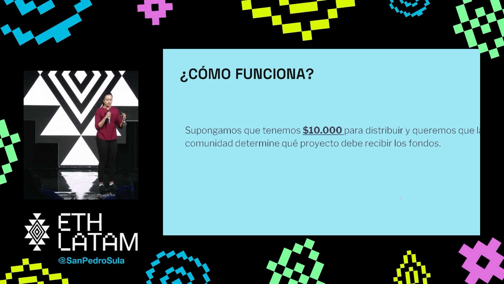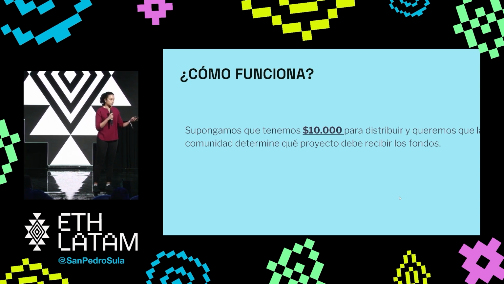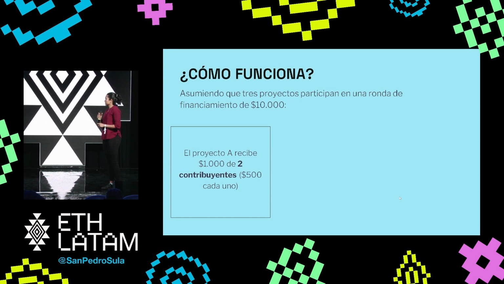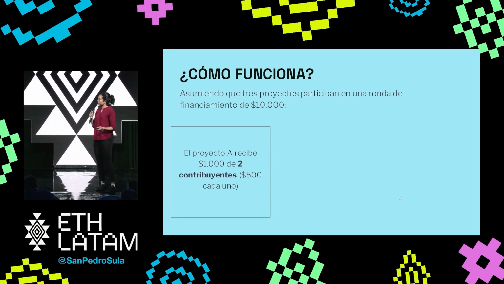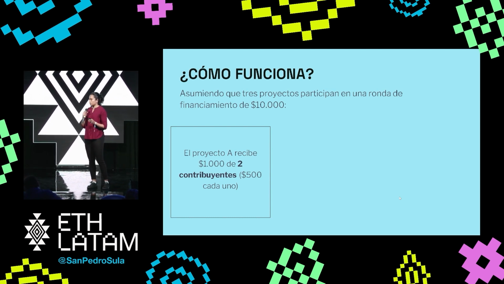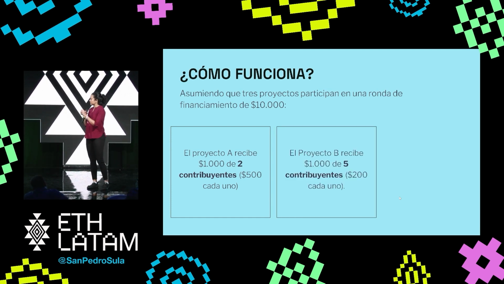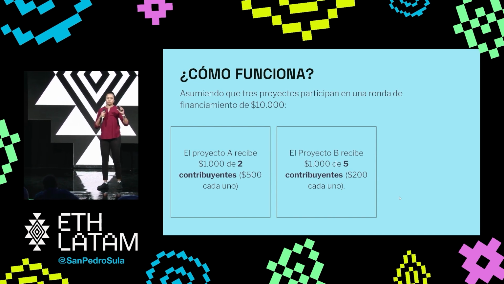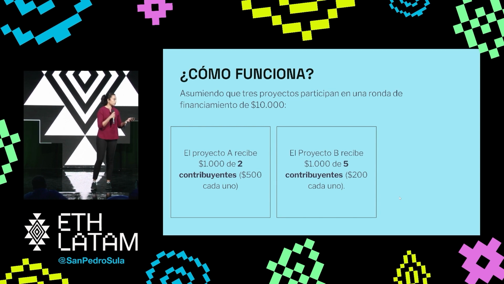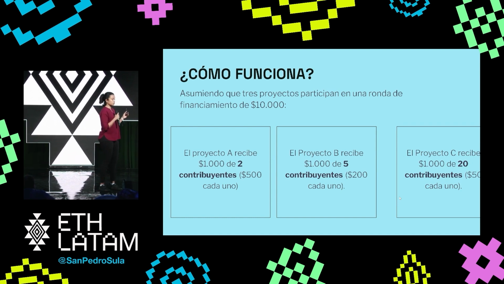Let's assume that in a quadratic funding round, you have $10,000 to be distributed amongst projects that are working on public goods. We assume that there are 3 projects. The first project gets $1,000, and this $1,000 comes from two people contributing their own money towards this project. The second project receives the same $1,000, except this is now 5 people deciding that they want to put $200 each towards the second project, Project B. And the last one has 20 contributors.